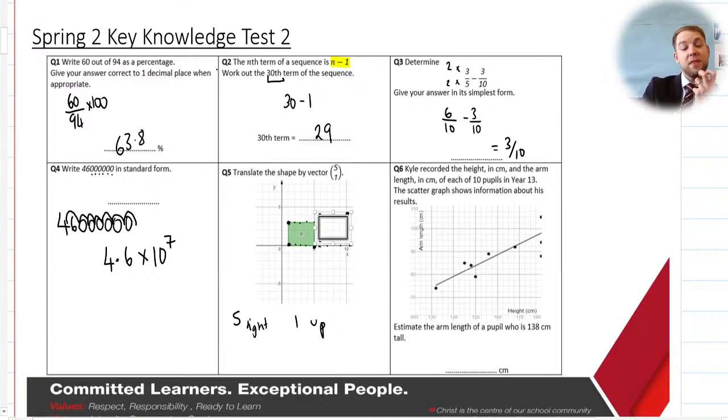And for this last one here, now this one comes up all the time in foundation for these scatter diagrams.